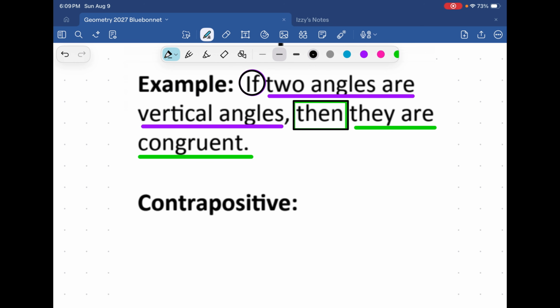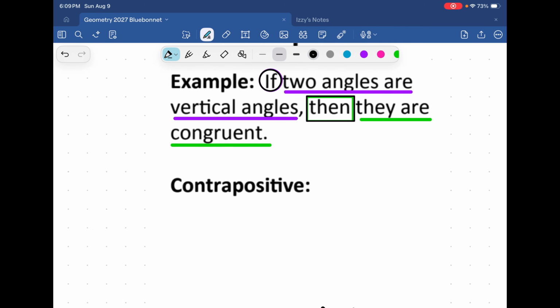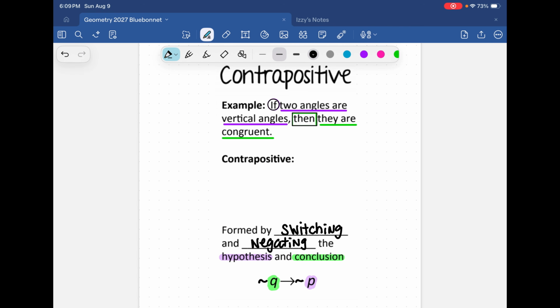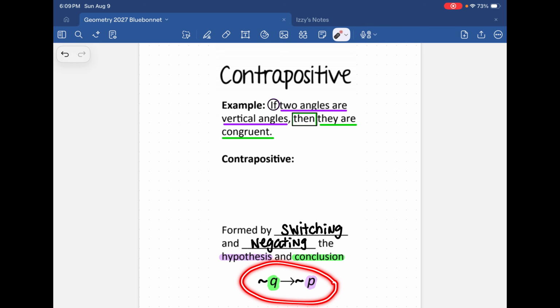Sometimes it makes more sense to say it out loud before you actually write it down, just to make sure that you have it right. I'm going to slide out my screen really fast just so that we can see the color at the bottom to make sure that we are switching and putting the green conclusion first and the purple hypothesis second. Do not forget to negate.